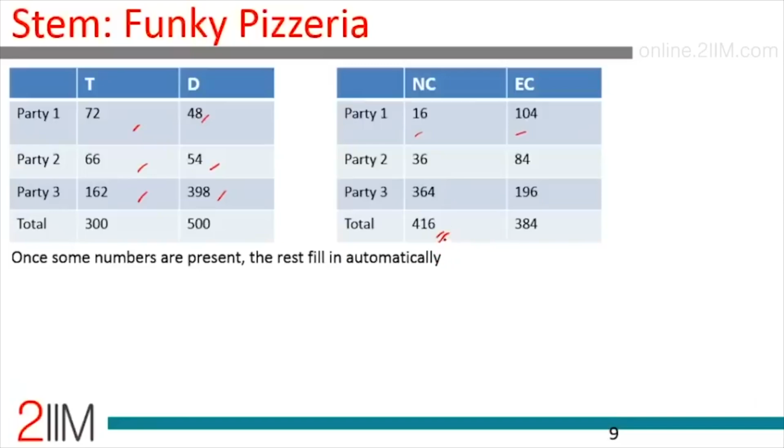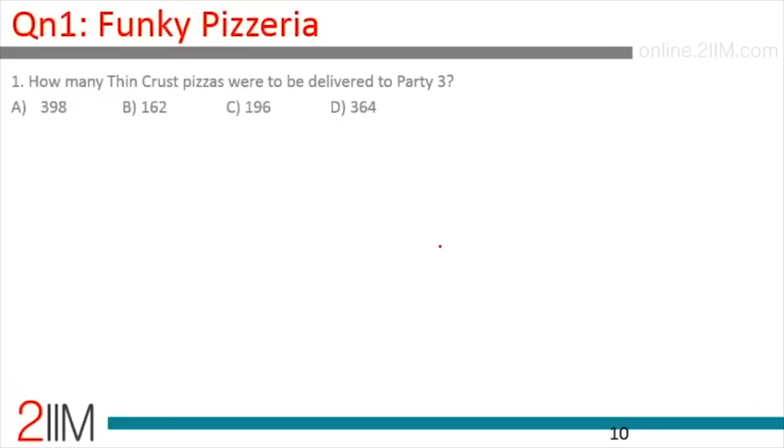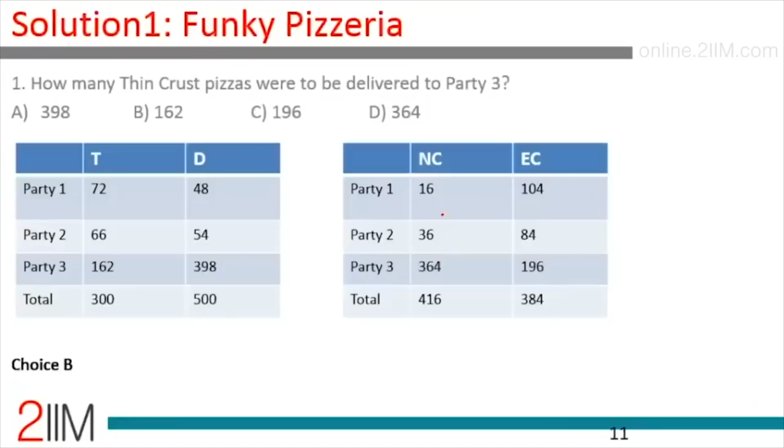There's nothing here. Okay? So how many thin crust pizzas were delivered to party 3? Party 3, thin crust, 162. Done. Straightforward. Once you've got the whole grid, all we are doing is writing down the answer. Nothing more than that.